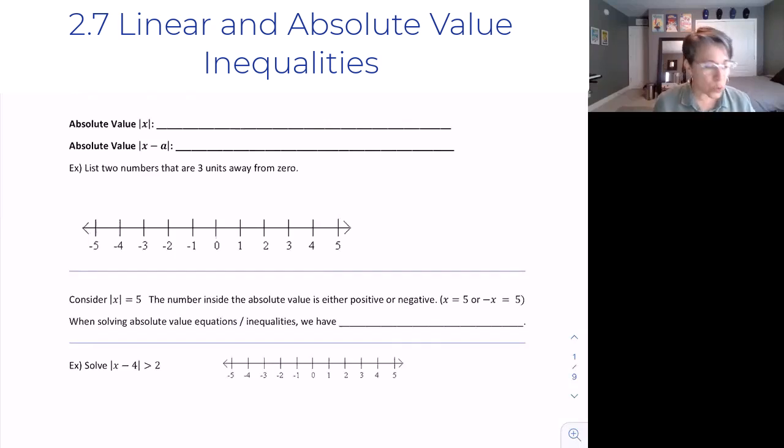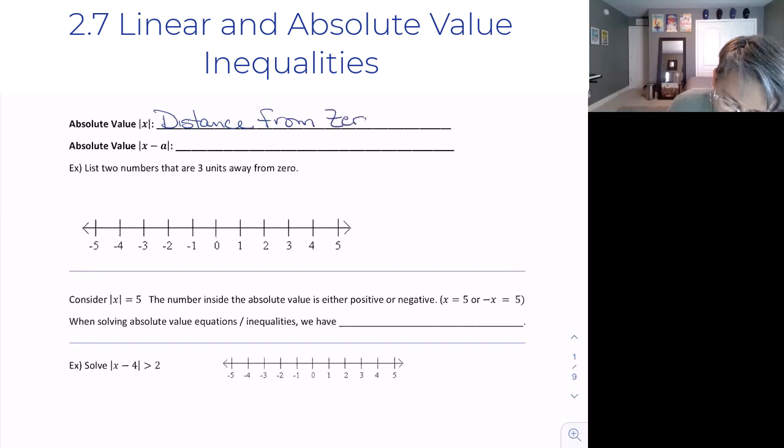To help with absolute values, we need to understand what it represents. The absolute value of x represents the distance from 0. So you can think of it as the distance on a number line from 0. And remember, distance is never negative. That's why the absolute value is always positive, because it represents distance. If you have the absolute value of, let's say, x minus a, then that's representing the distance from a.